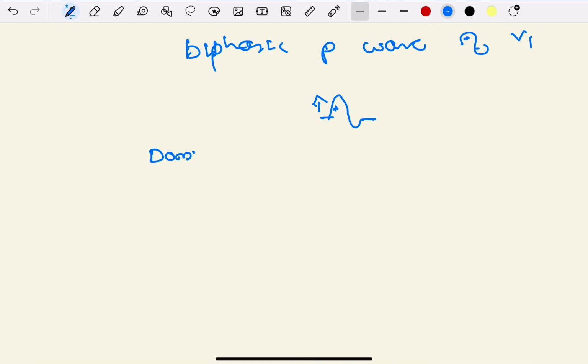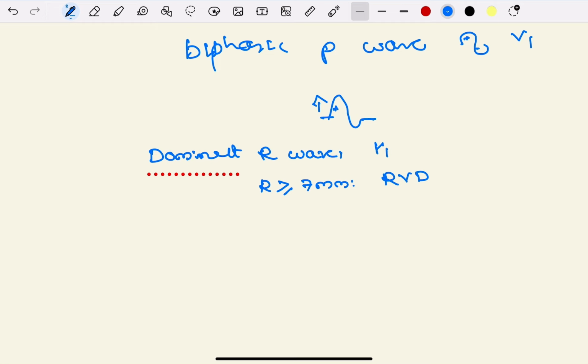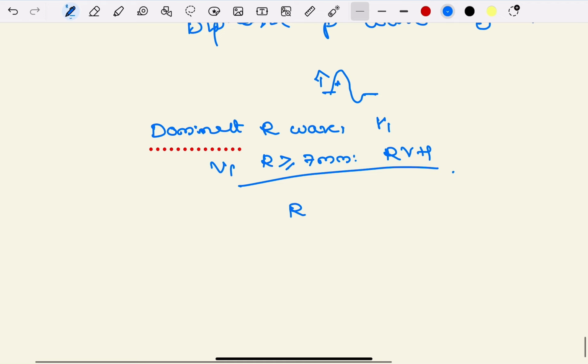Sorry, dominant R wave in V1, that means the R wave is more than 7 mm to call it right ventricular hypertrophy. The voltage criteria for right ventricular hypertrophy is in lead V1, if the R wave is more than 7 mm. This is the voltage criteria for RVH. Other non-voltage criteria for RVH are right axis deviation and P pulmonale.